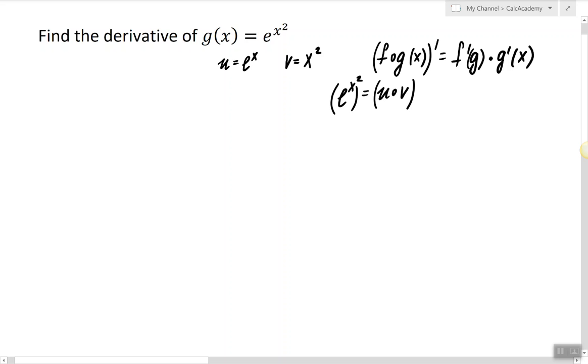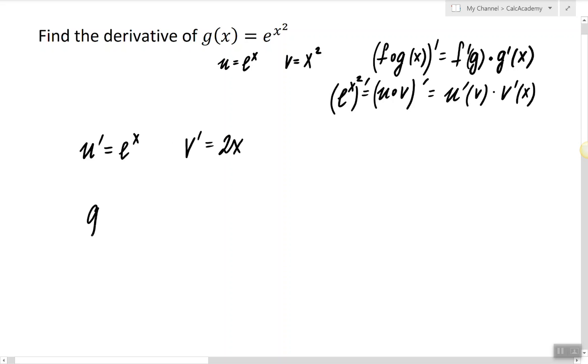And now if I want to find the derivative of this function, I'll just use the chain rule written for u and v. So derivative of u with v in it times derivative of v. So what is the derivative of u? The derivative of u is just e to the x, and the derivative of v is 2x.